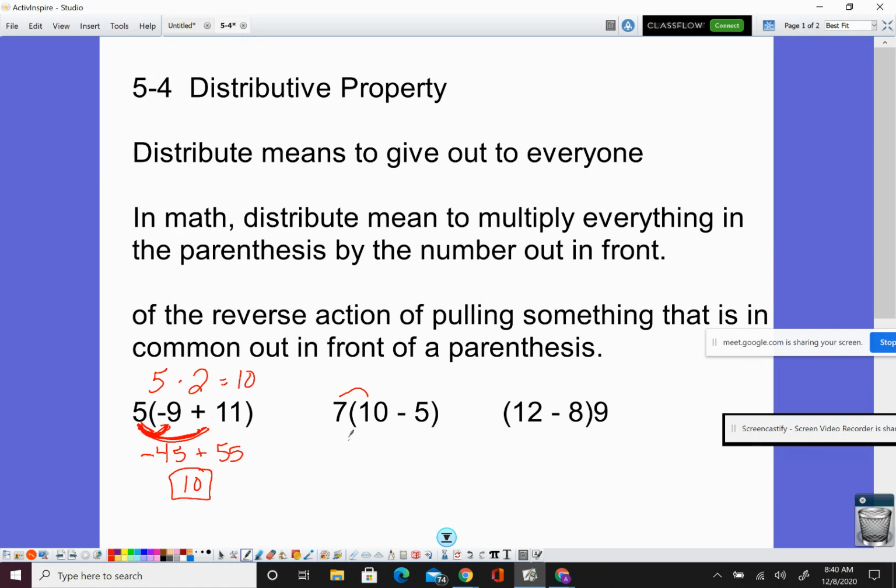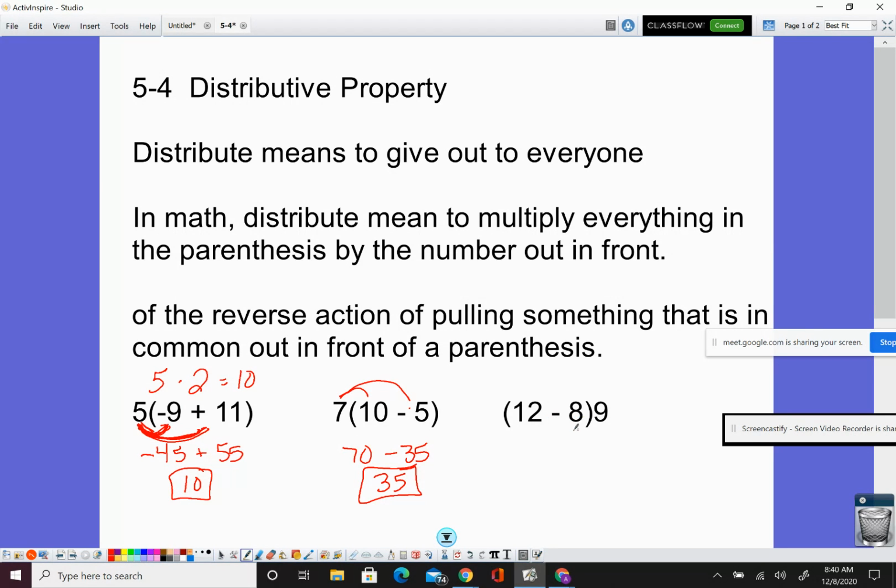So here I would multiply 7 by 10 and get 70. 7 times the negative 5 and get negative 35. And then my final answer would be 35. If I did PEMDAS, 10 minus 5 is 5. 5 times 7 is 35.